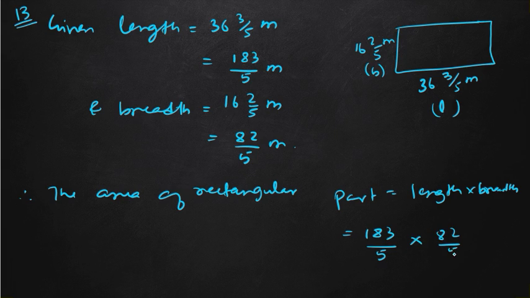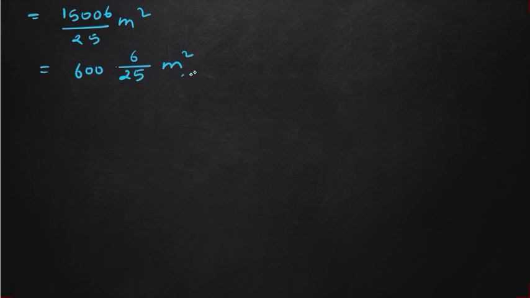The unit will be meter square or square meter. If we cancel, what do we get as the answer? As it is a multiplication, 183 into 82 divided by 5 into 5 meter square. If you multiply the numerator, we will get 15006 divided by 25 meter square, and if we convert it into a mixed fraction, this will be 600 6/25. So this will be the total area of the rectangular park.